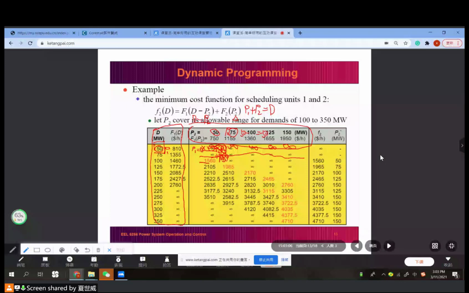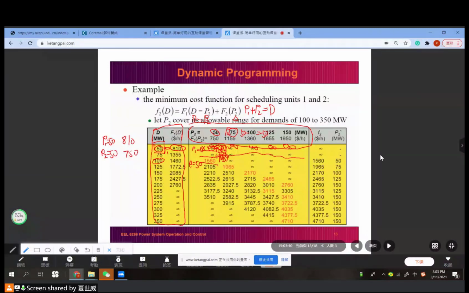Then for the third row, that means we have to support the total load of 100, and generator 2 is 50. So how much is left for generator 1? P1 equals 50. Okay. When P1 is 50, what's the cost for generator 1? It is this number, 810. P1 equals 50, the cost is 810. For P2 equals 50, you see here, and the cost is this.